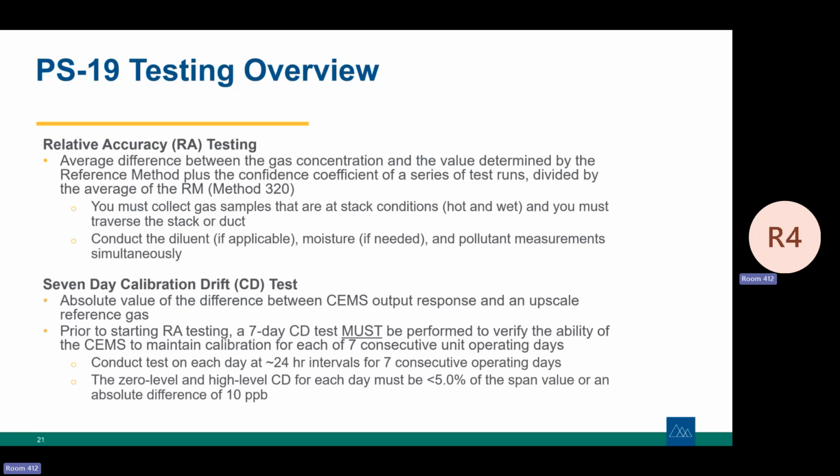And then finally, the 7-day calibration drift test. This is going to be prior to starting your relative accuracy testing. You must do this 7-day test to verify the ability of your CEMS to perform for 7 consecutive operating days. So you use a 0 level and a high level each day, and it must fall within that span or an absolute difference of 10 ppb.